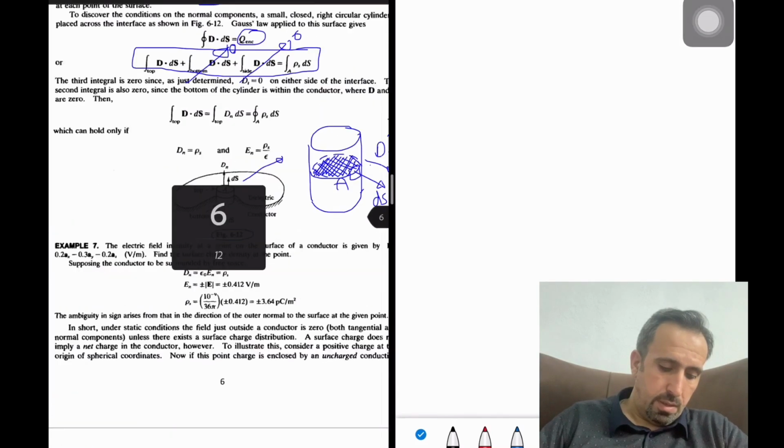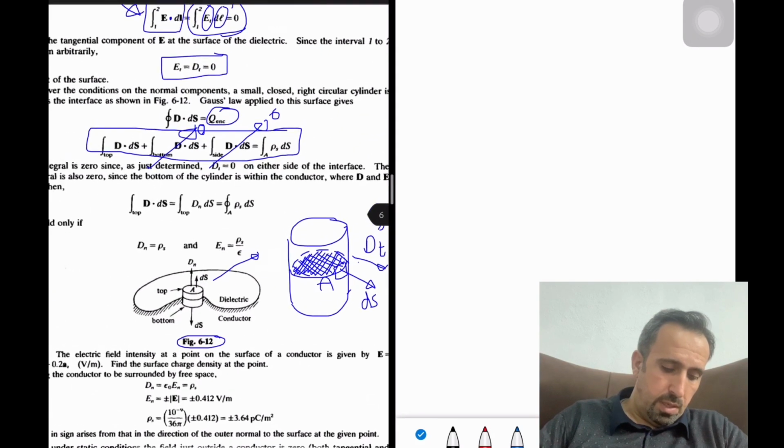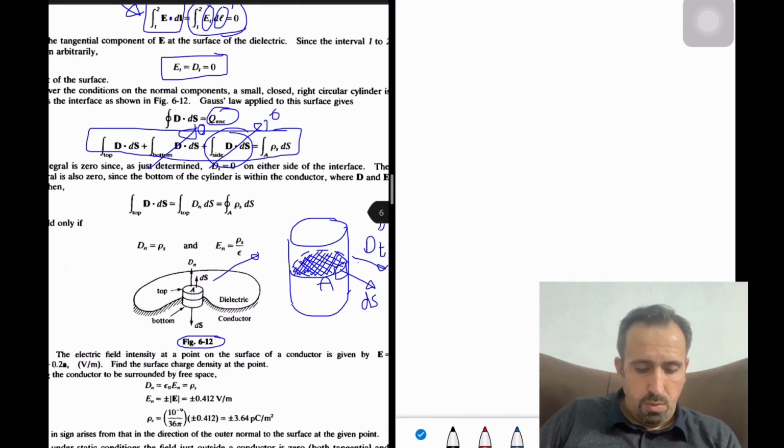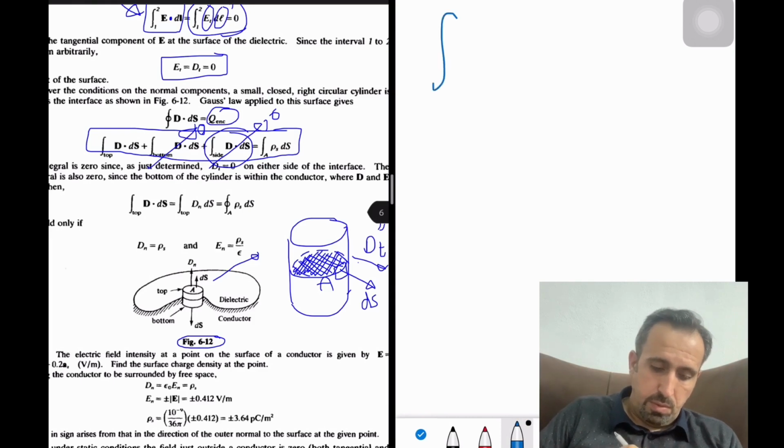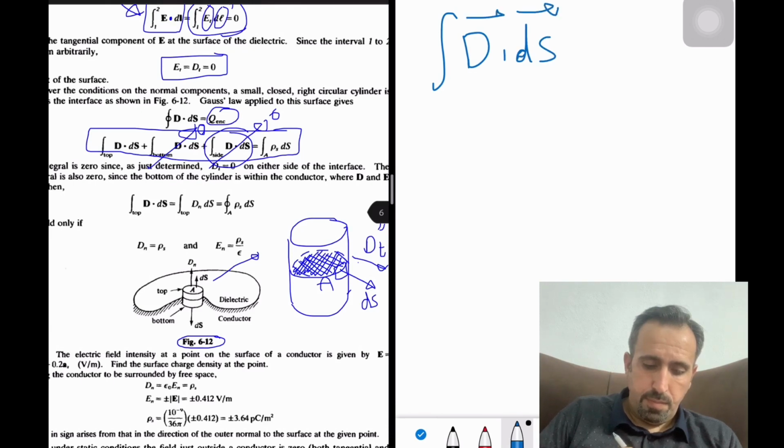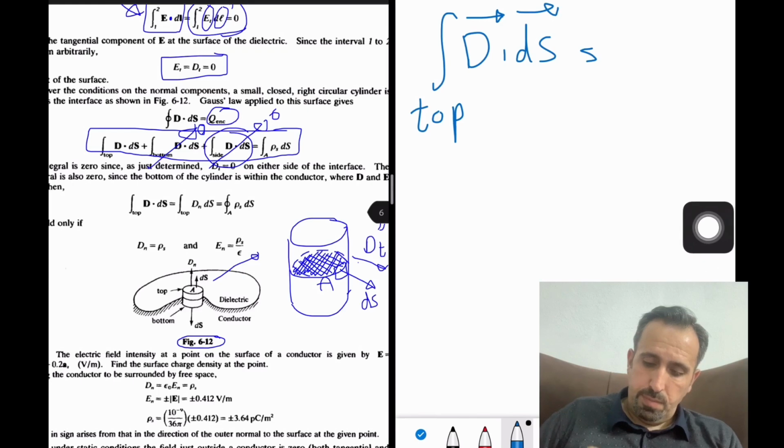If Dt equals 0, then what? May I get back? It is here. If Dt equals 0, I mean what? The whole amount of the third term will be equal to 0. For that reason, you will have just the integration, let me use the whiteboard, D dot ds on the top. On the other side you have Q enclosed, as plotted here.